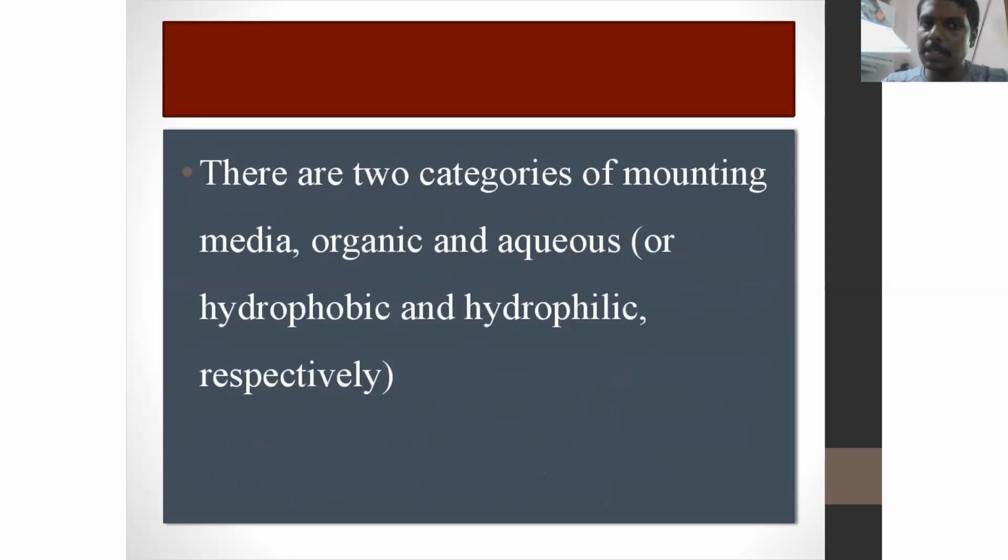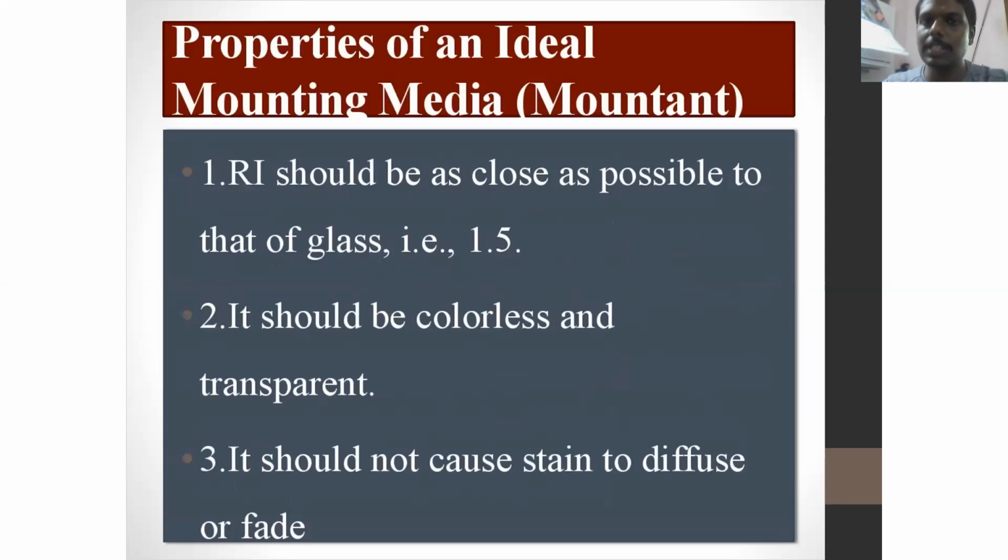So there are two categories of mounting media, which are aqueous mounting media and resinous mounting media. Usually we will use resinous mounting media, and the refractive index of the resinous mounting media should be around 1.51. So that is an ideal mounting media refractive index. And there are a few properties that we need to ensure when we are selecting a mounting media. The properties include: refractive index must be 1.51.